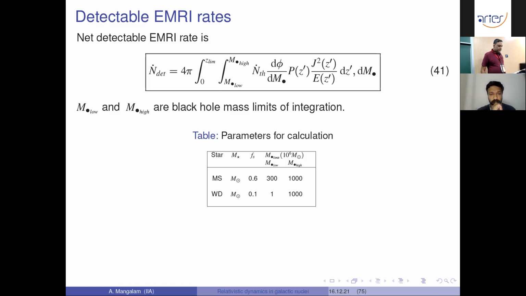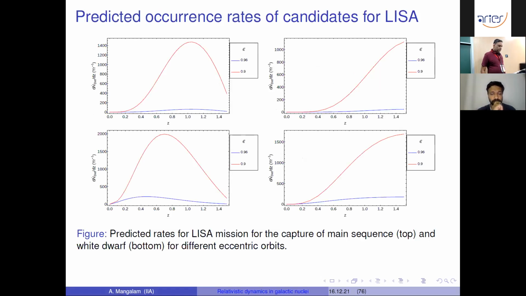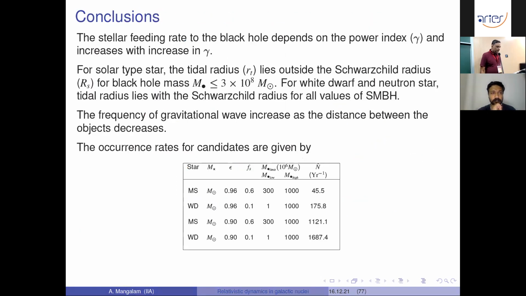So you do all these calculations, and then you find out the detection rates are of the order of a few hundreds as a function of redshifts per year. So this is a prediction for the LISA mission. The conclusion of this part is that the stellar feeding rate on the black hole depends on the power law index of the stellar density. And the occurrence rates for different candidates, for main sequence, for white dwarfs, etc., are given here.